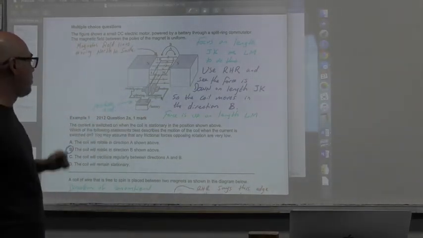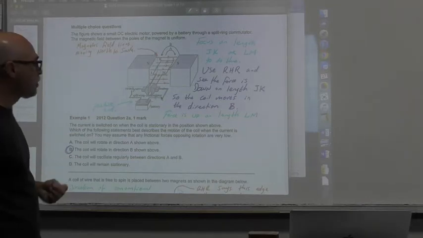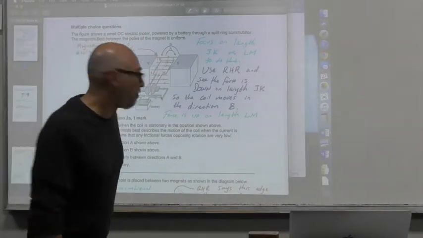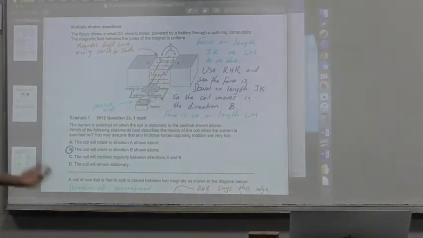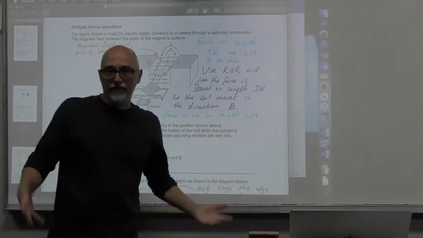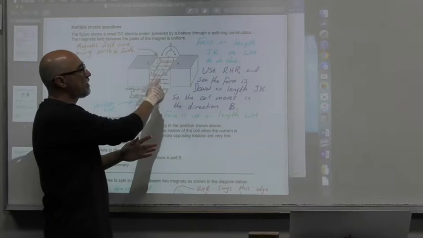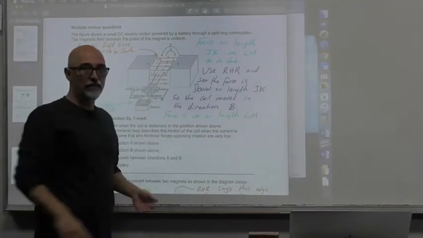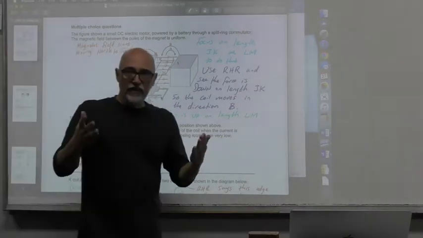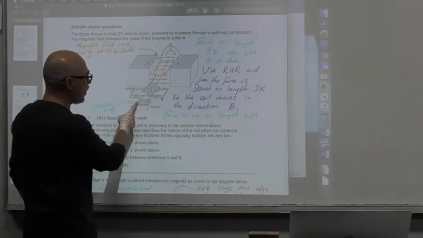Which of the following statements best describes the motion of the coil when current is switched on? You may assume that any frictional forces opposing rotation are very low or insignificant. Okay? Now, which way is it going to turn? They've given you a reference. All right, so obviously as viewed from the commutator end, it's either going to spin clockwise or anti-clockwise. You just got to decide which one, right? Okay, so the first thing you do, what's the direction of the current? It gives you the positive terminal, you know it goes positive to negative.